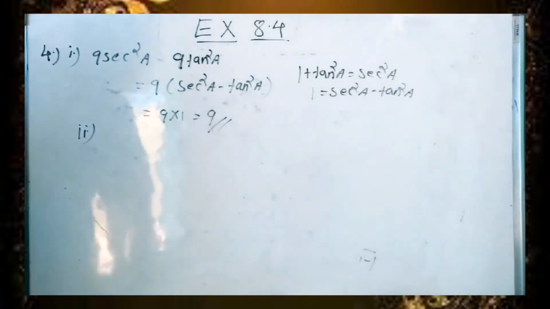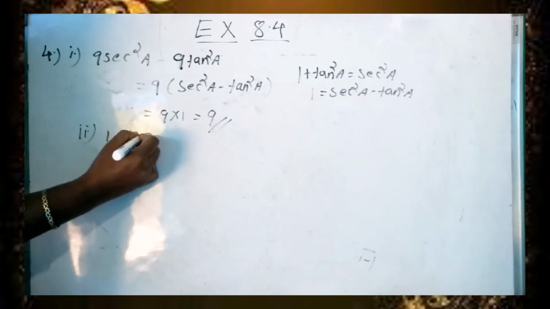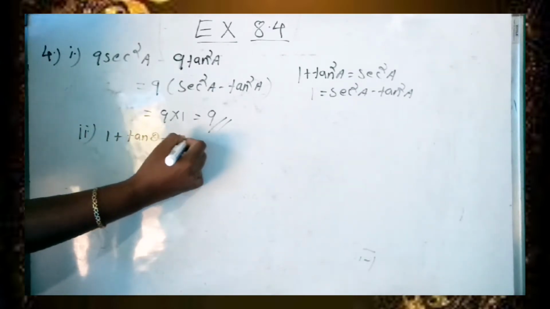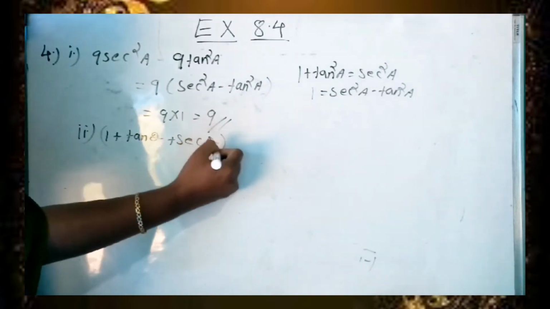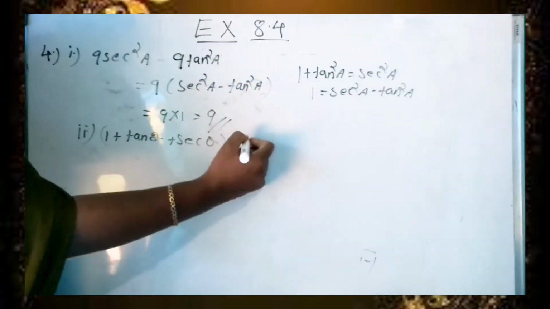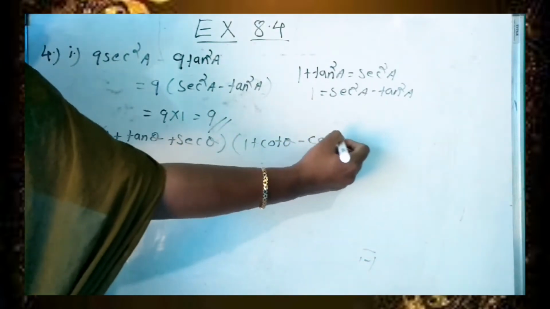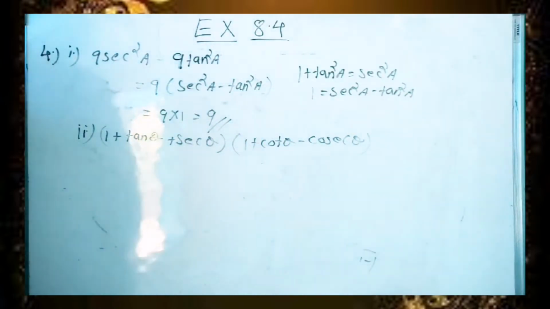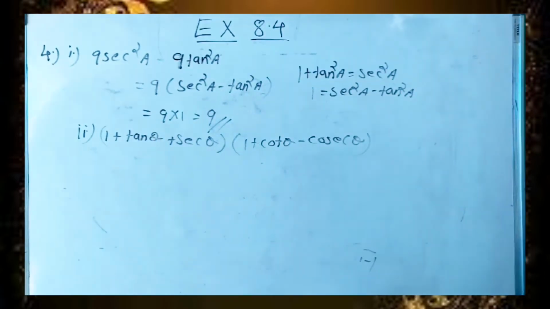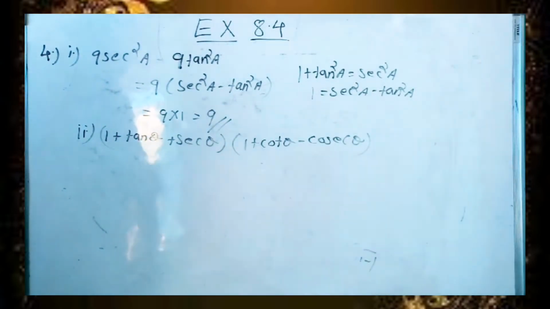Now second sub question. Second one is 1 plus tan theta plus sec theta into 1 plus cot theta minus cosec theta.